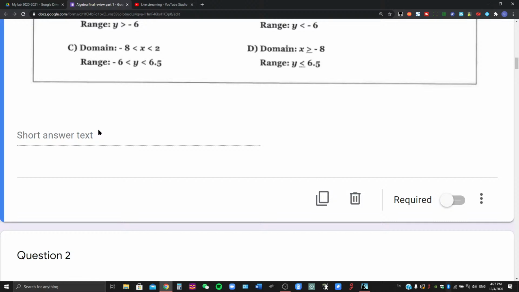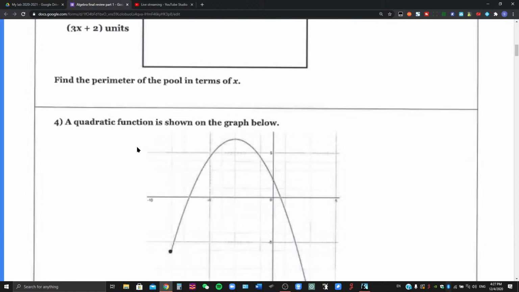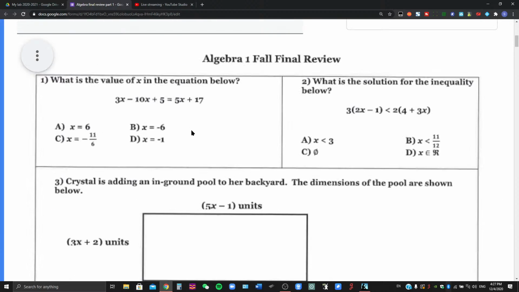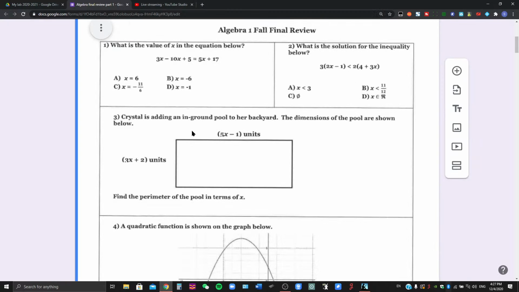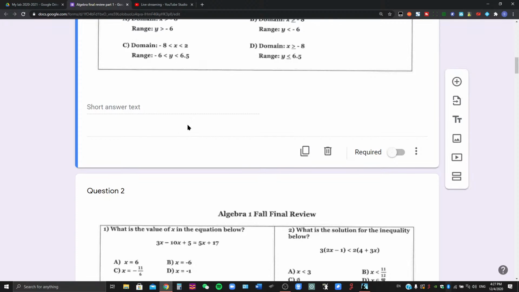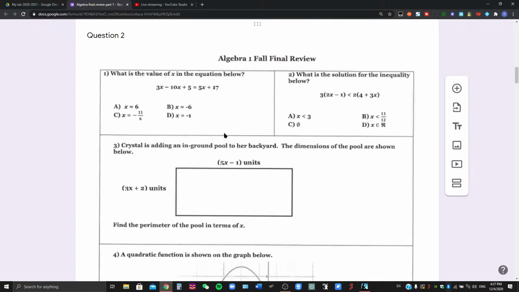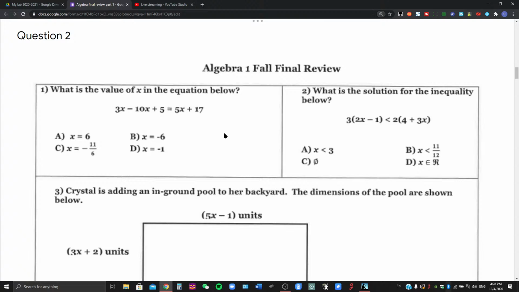Question 1. X is negative 1. Okay, let's go on to question 2. Question 2. What is the solution for the inequality below?